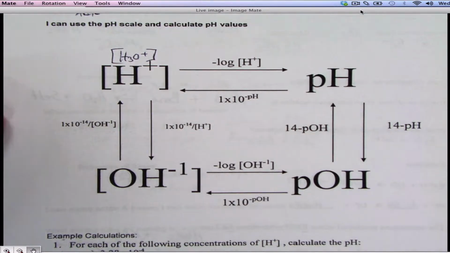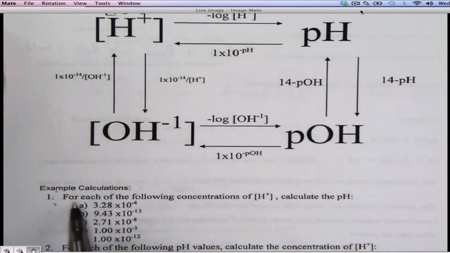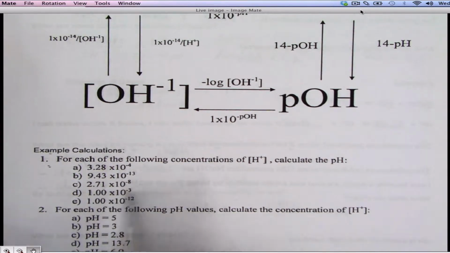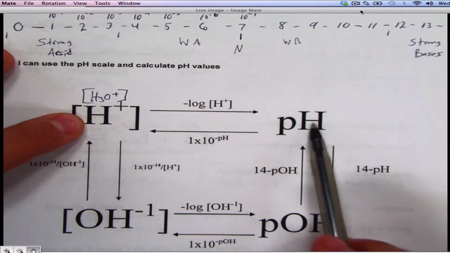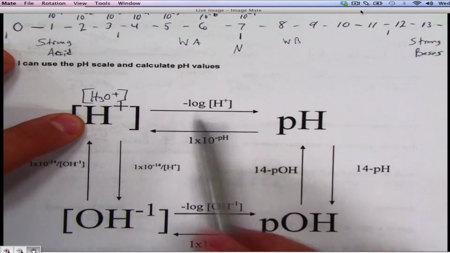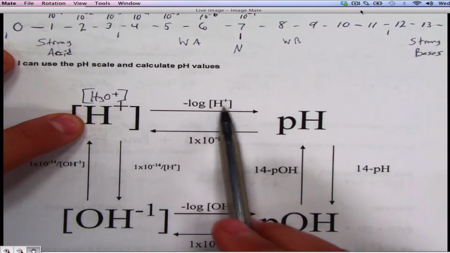So here's the first one. It says, for each of the following concentrations of H plus, calculate the pH. So these numbers right here on the bottom, these are your H plus. So I'm going from here to here. So what's my calculation? Negative log of my concentration.